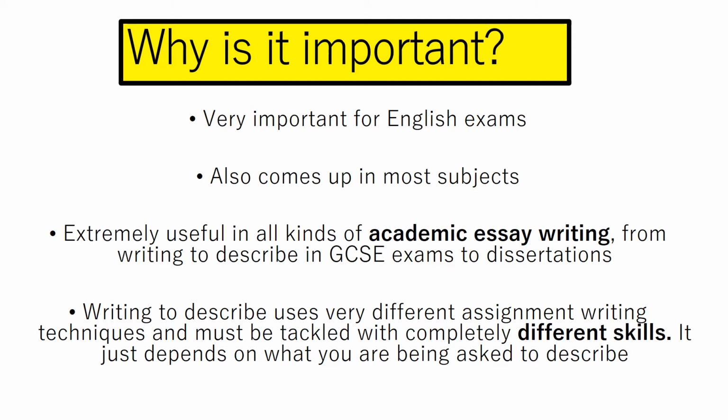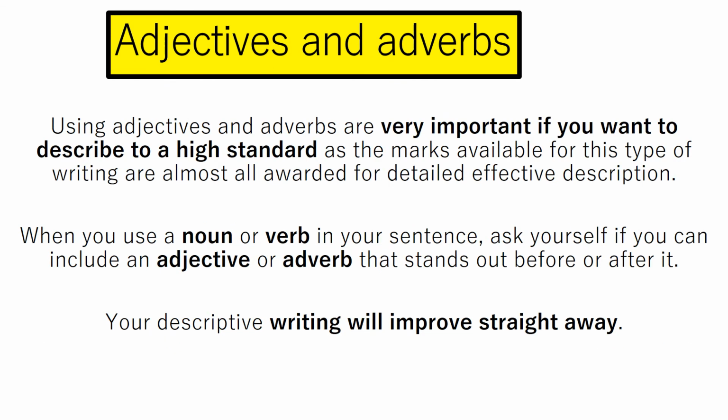Alright, so now depending on what you're trying to describe, you'll need to think of different ways to do it. So first of all, let's look at how you'd use adjectives and adverbs to describe. These are important to include, especially if you want to write to a higher standard. So when you're going to use a noun or a verb in your sentence, ask yourself if you can include an adjective or an adverb that will help your answer stand out. If you can do this, your writing will improve straight away.